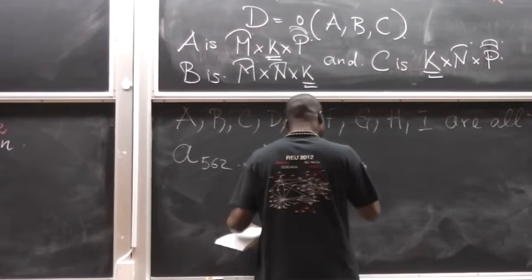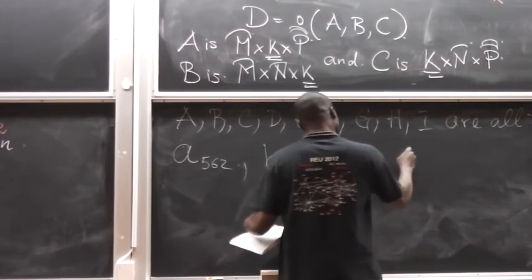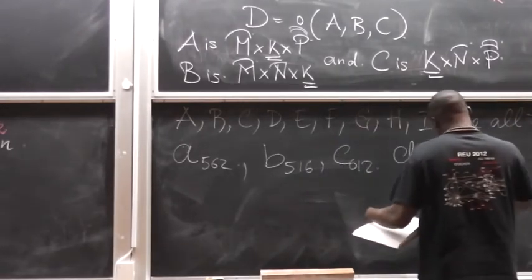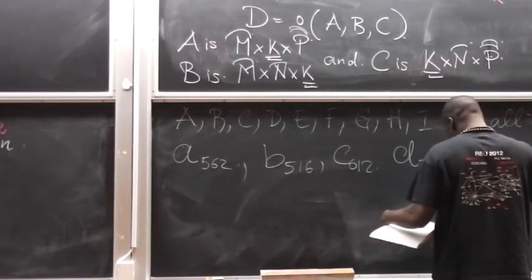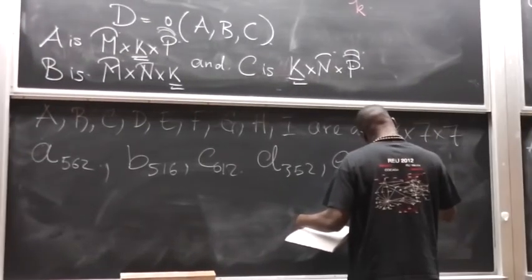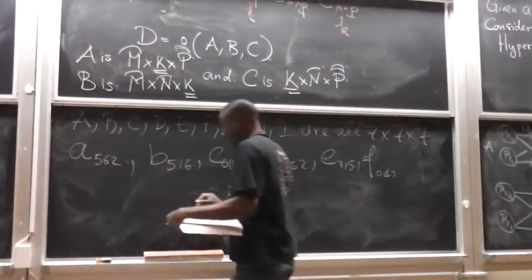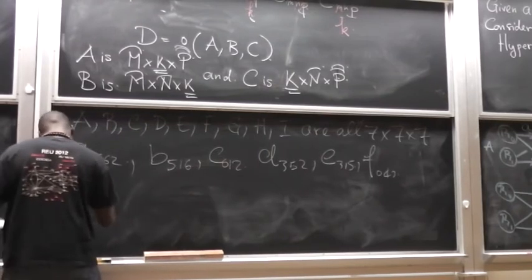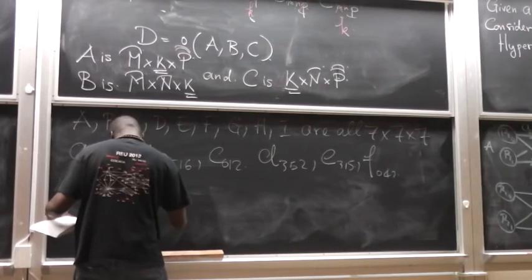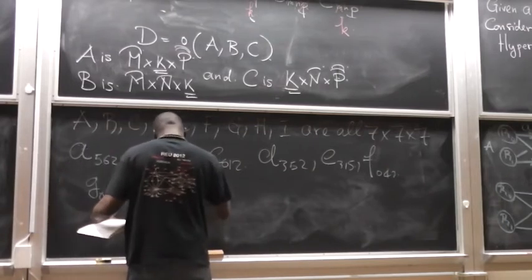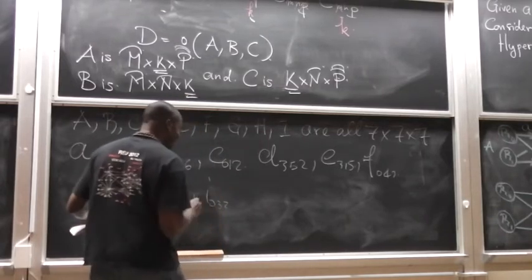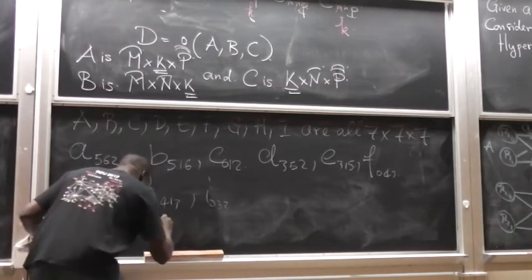So C has only 612. D has only 352. E has only 315. F has only, the non-zero entry is 043. G, sorry, it's almost done, 014. H is 413. I has only 032. And the sequence of products that you have to make is exactly this one.